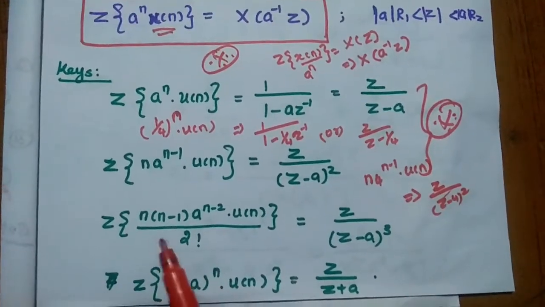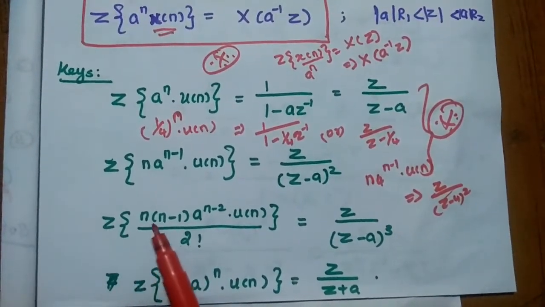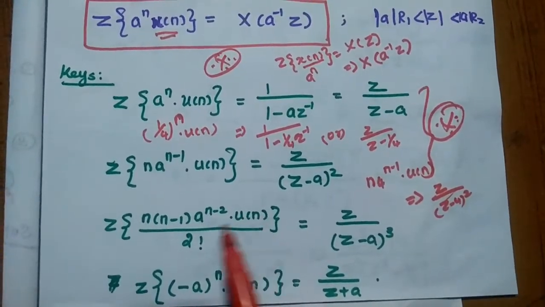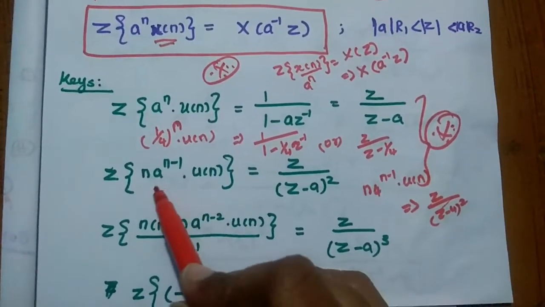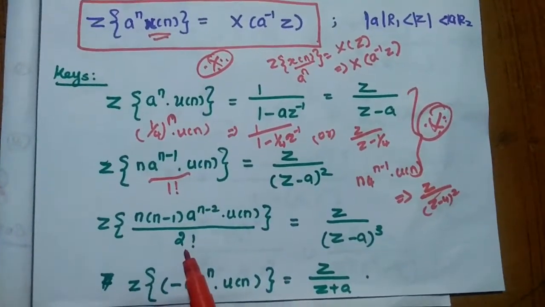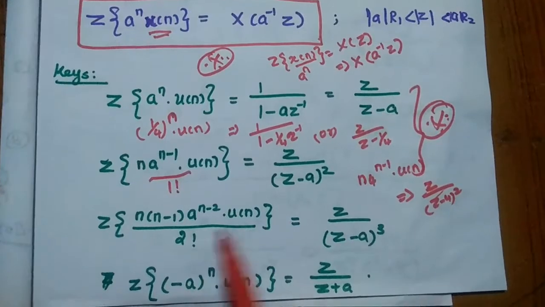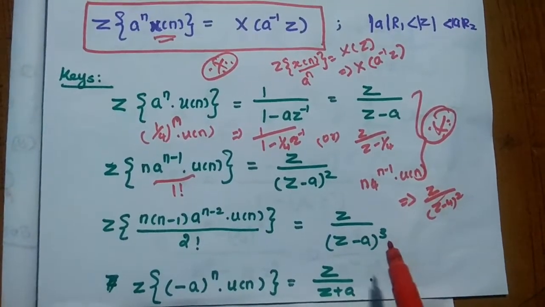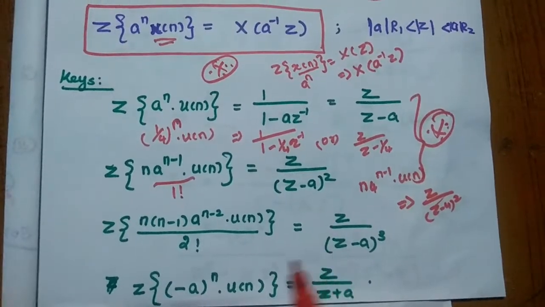Likewise, Z transform of n into n minus 1 into a power n minus 2 into u of n divided by 2 factorial. Here 1 factorial value is 1, and here it is 2 factorial. For that the value is z divided by z minus a the whole cube. It has to go like this.